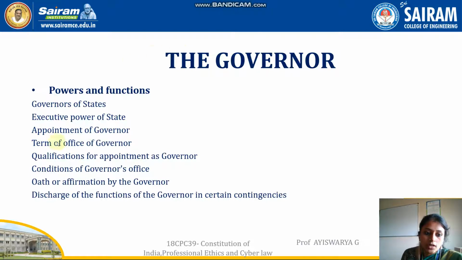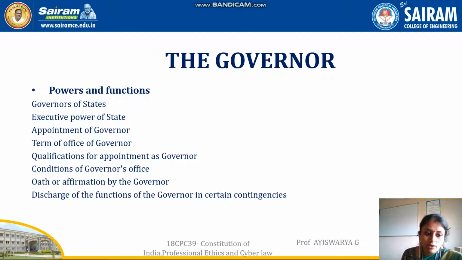And the next one is the power to grant pardons, to suspend, or to commute sentences. In certain cases they have the authority. So these are all the powers of governors.